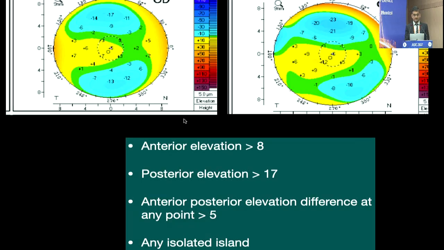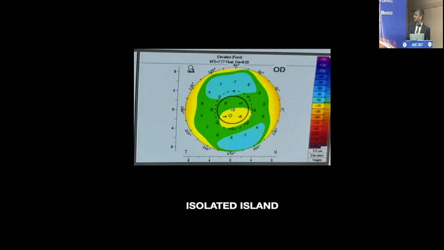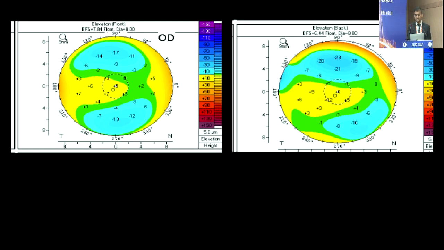So just look at this. Here is the anterior, the front elevation, and this is the back elevation. You can see clearly there is +5, +7. These are the areas which are above the reference surface, and on the back side you have around +12. So any anterior elevation above 8, posterior elevation above 17, and any point where the anterior posterior elevation difference is more than 5, it's significant. And very important is to look for any isolated islands. You can clearly see there is an isolated island. This also should be a pointer that something wrong is happening.